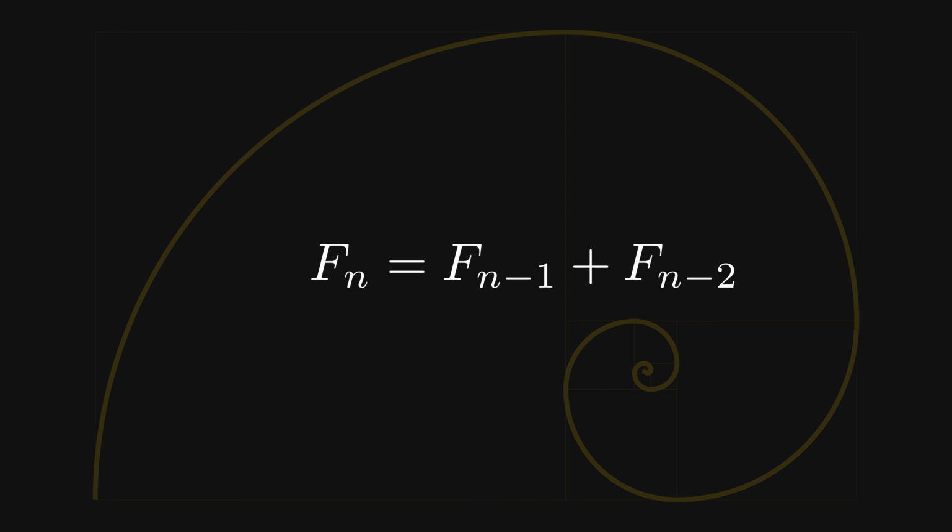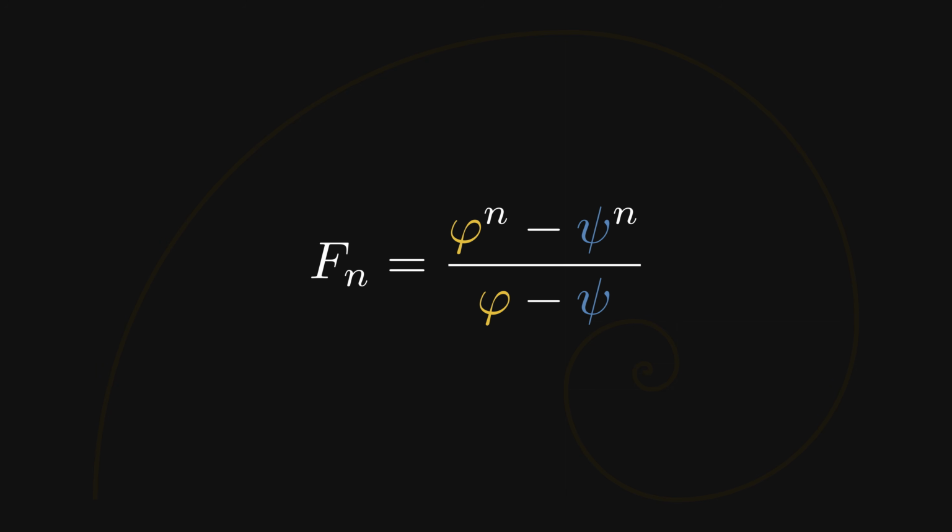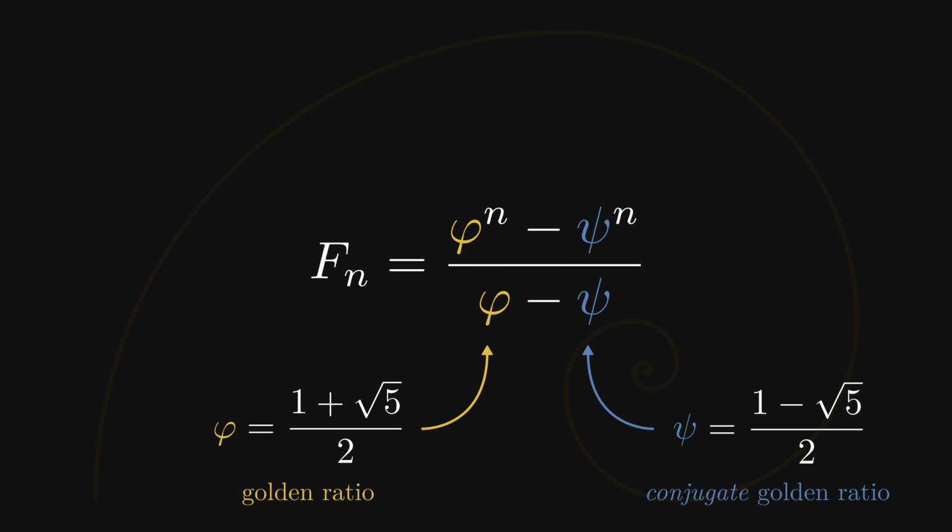Because of its recursive nature, computing the Fibonacci sequence via brute force is computationally expensive. However, the Fibonacci numbers have a simple and beautiful closed-form expression written in terms of the golden ratio and the conjugate golden ratio. In this video, we are going to derive it from first principles, learning two powerful mathematical techniques along the way: generating functions and eigenvalue decompositions.